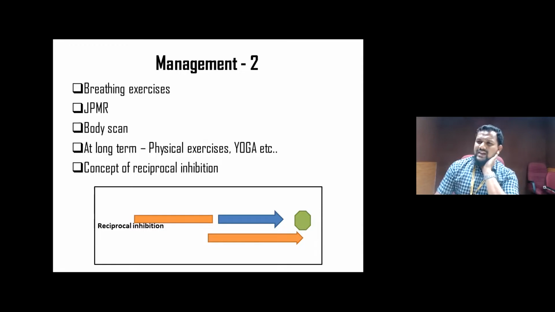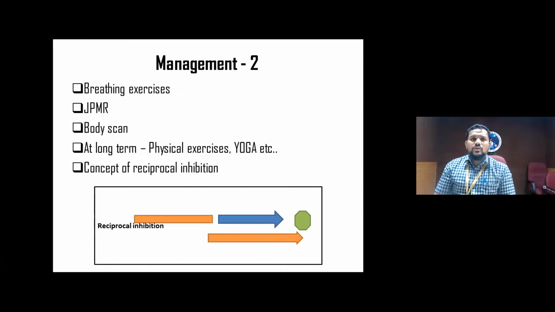And management number two. This is very, very important, before going to the intervention part: you have to give him a relaxation strategy. Number one is the breathing exercise. It can be a breathing exercise or it can be JPMR. JPMR is called Jacobson's progressive muscular relaxation exercise.